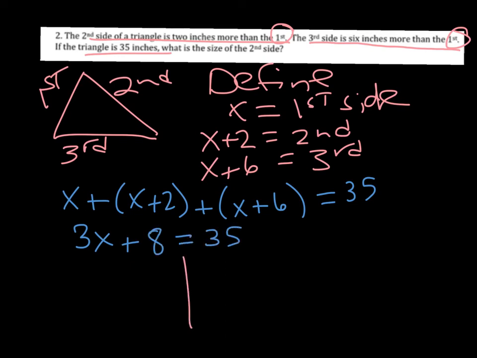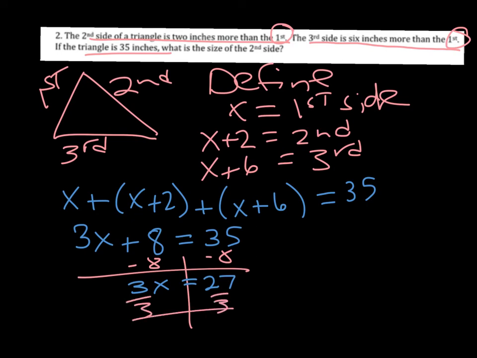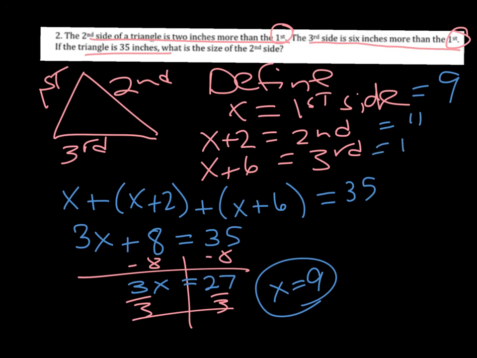Now I'm just going to solve it. So I'm going to subtract 8 from both sides, and that leaves me with 3x equals 27. I'm going to divide both sides by 3, and so then x equals 9. So what was x? x was the first side. So I know that the first side is equal to 9, and then the second side is going to be 9 plus 2, which is 11, and the third side is 9 plus 6, which is 15.